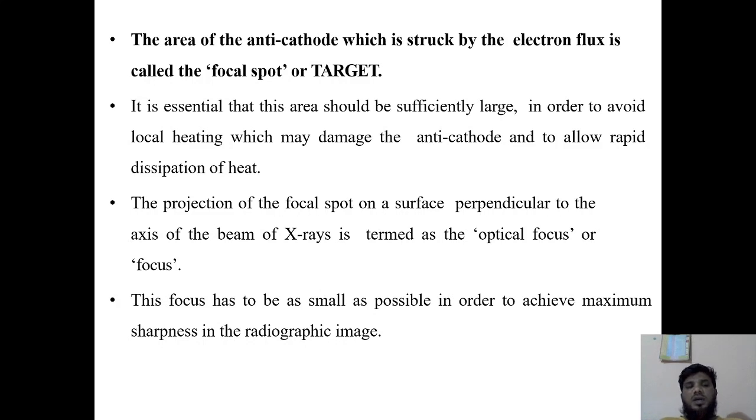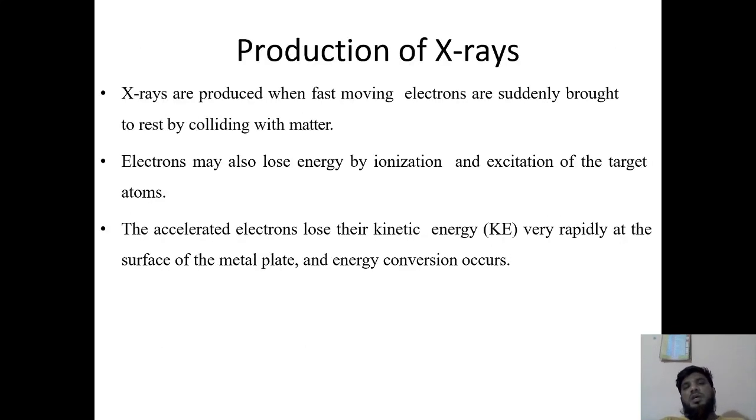The projection of the focal spot on a surface perpendicular to the axis of the X-ray beam is termed the optical focus. The focus should be as small as possible in order to achieve maximum sharpness in the radiographic image. X-rays are produced when fast moving electrons are suddenly brought to rest by colliding. When they are moving fast and are suddenly brought to rest by the anode, they have to release some energy. That extra energy which they release when they come to rest is nothing but X-rays. The electrons may lose energy by ionizing and exciting the target atom.